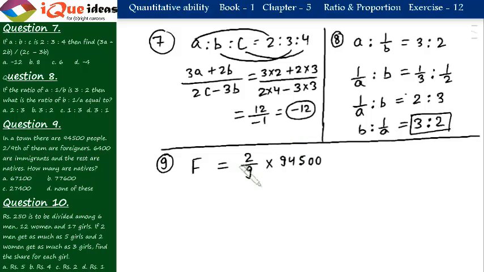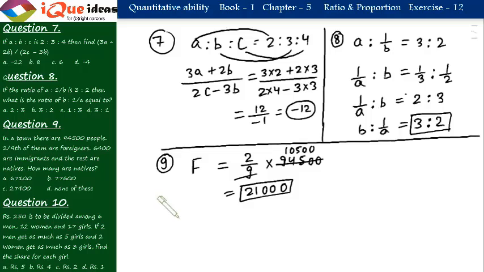So we have 9 cancels 94,500. Let's see how many times it cancels. 10,500 into 2, so it is 21,000. So the number of foreigners is 21,000. Number of immigrants is 6,400. So the total of 6,400 and 21,000 will be 27,400.